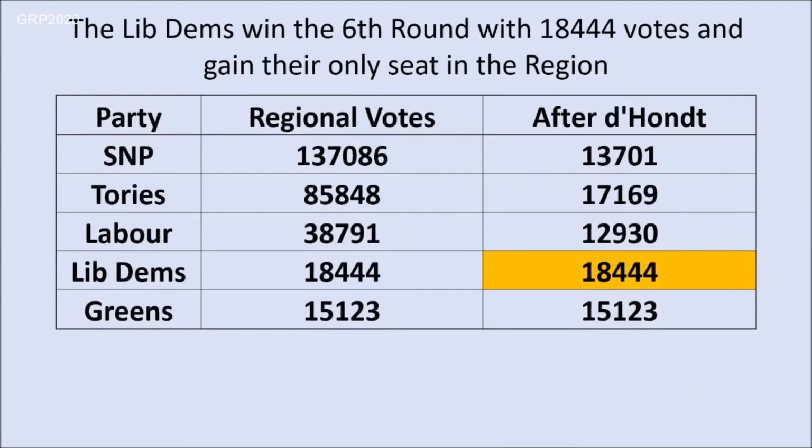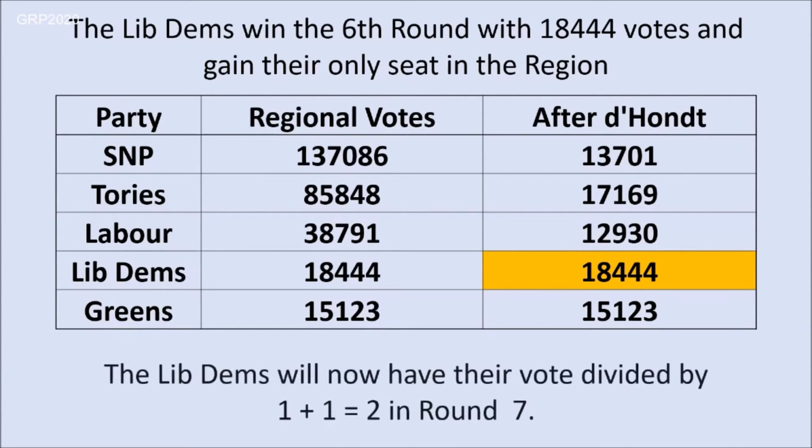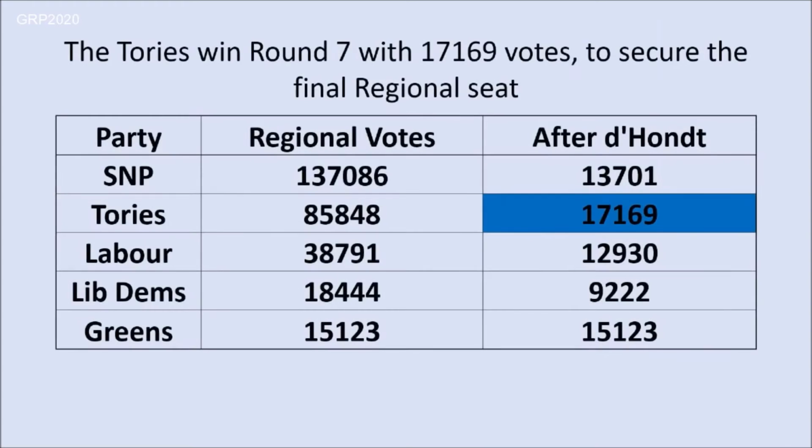The Lib Dems win the 6th round with 18,444 votes and gain their only seat in the region. The Lib Dems will now have their vote divided by 1 plus 1, making 2 in round 7. Finally, the Tories win round 7 with 17,169 votes to secure the final regional seat.